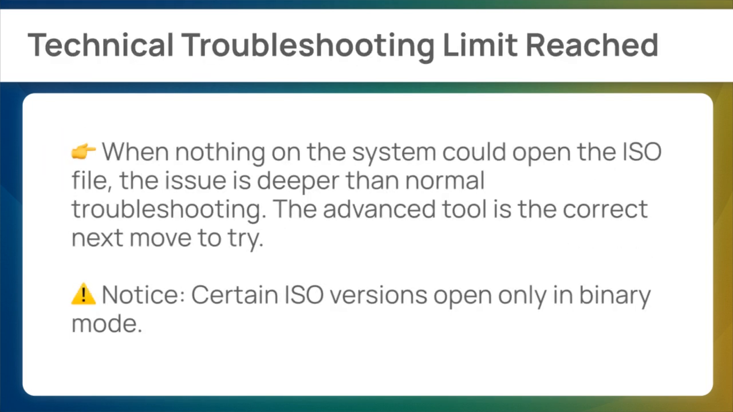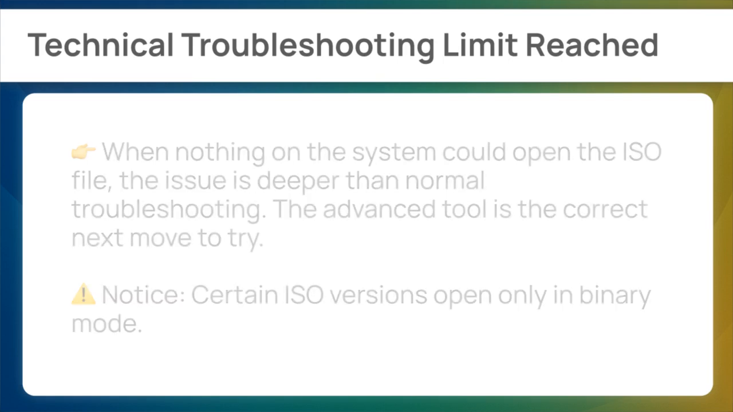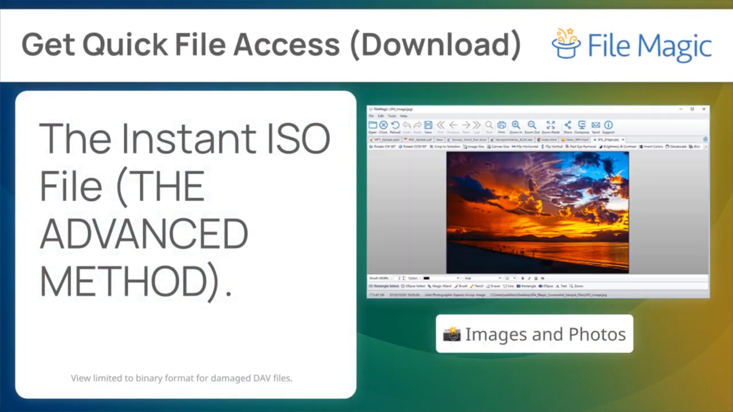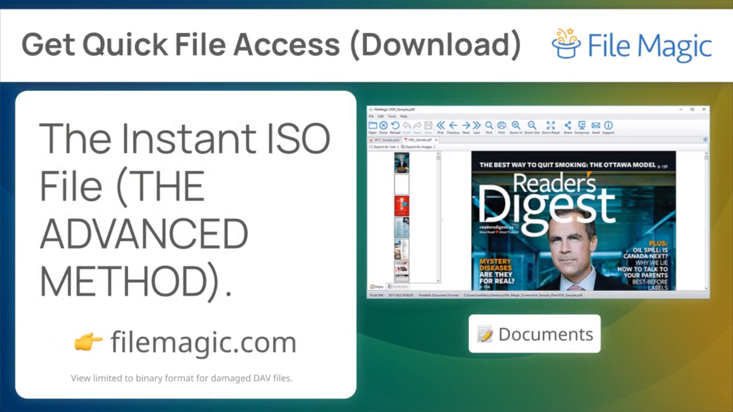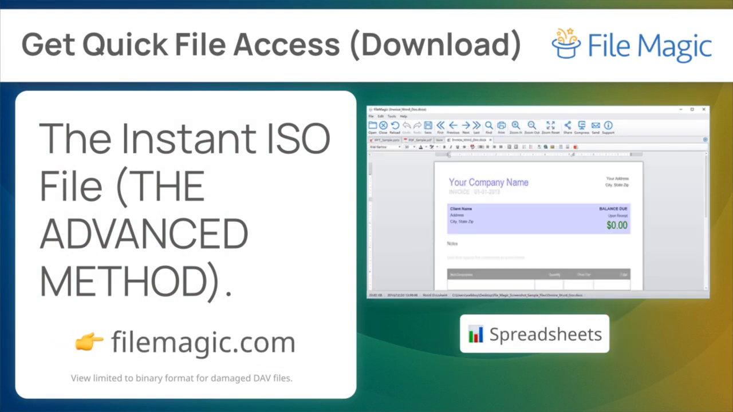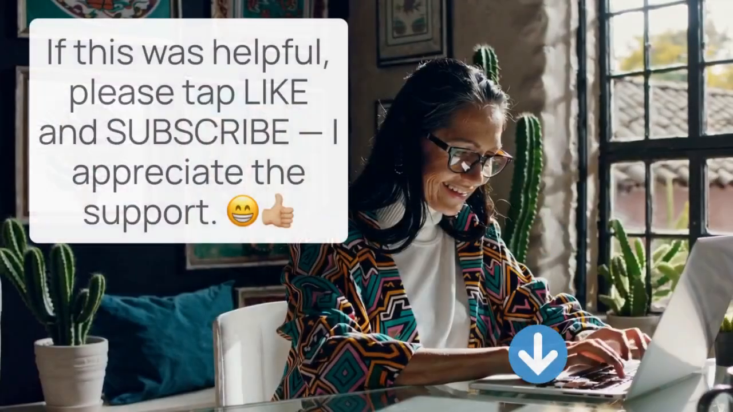If the ISO file resists all of your installed software, that confirms its complexity. The next step is a simple professional fix worth trying for difficult ISO files. The search is over. FileMagick is the specialized universal viewer you need. It handles any ISO format. Available at filemagick.com. That was the most time-saving solution.